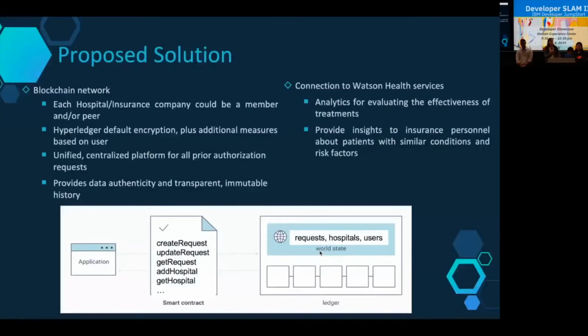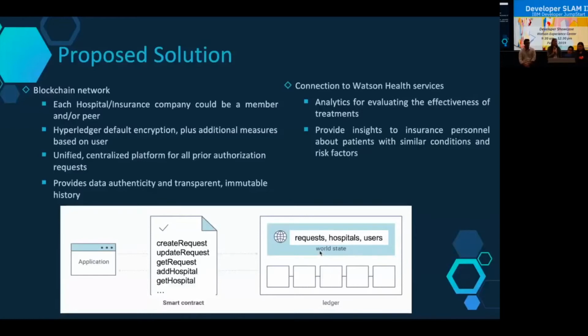Okay, so our solution, DocChain, based on these pain points that we've identified, we propose to be built on a blockchain network, where each hospital or insurance company can be a member or peer. Some of the benefits of this is using Hyperledger. It already provides a level of encryption, and additional measures can be taken based on the company using it.